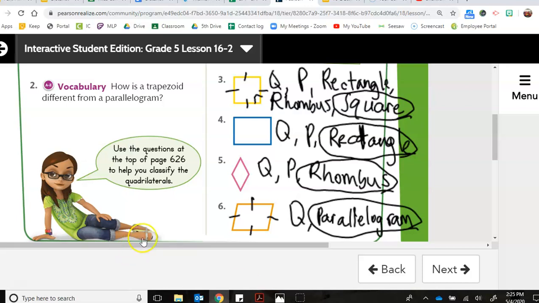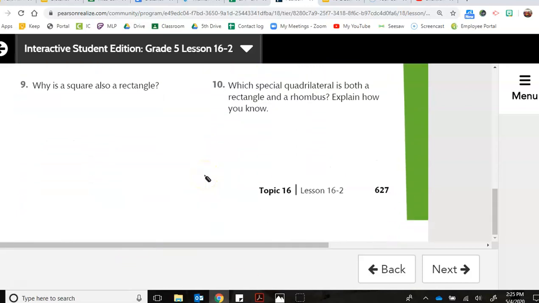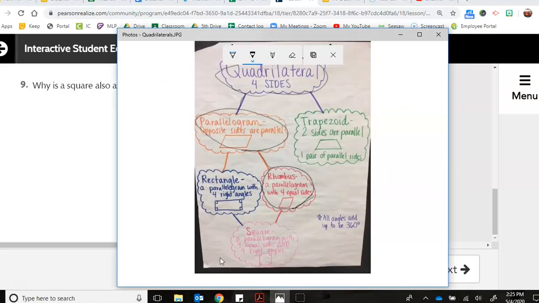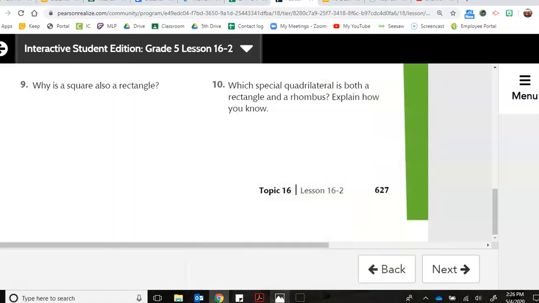Okay, a couple more problems. We're going to kind of just talk through a couple of these. So number 9 says, why is a square also a rectangle? So I'm going to look at this, and I'm going to see square, here's square, here's rectangle. A rectangle has 4 right angles. So I look down. Does a square have that? Yes, a square has 4 right angles. So a square is also a rectangle because it has 4 right angles.